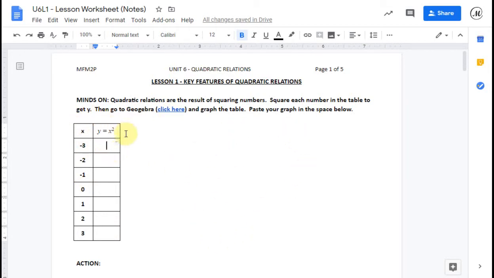The idea of quadratics is the fact that they square numbers. So you'll see here that y is equal to x squared. That means you take a number and square it. So the x values are these values listed here. What you want to do is take each of these and square them. A good idea is to do this on your own first, go to GeoGebra, graph those points and paste it in, and then come back and check and make sure that you did it correctly.